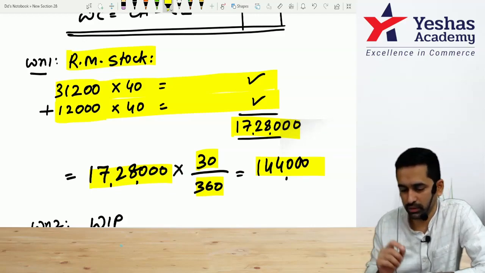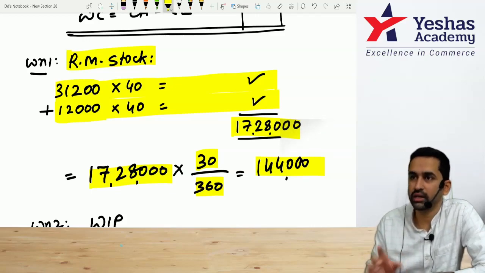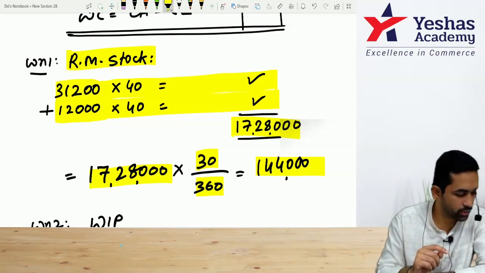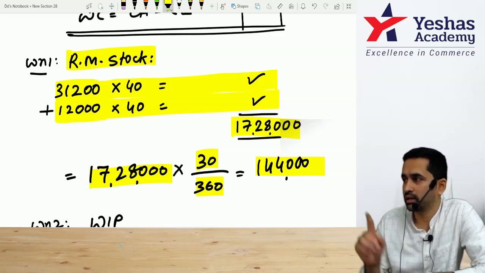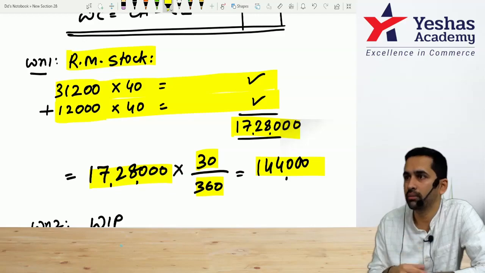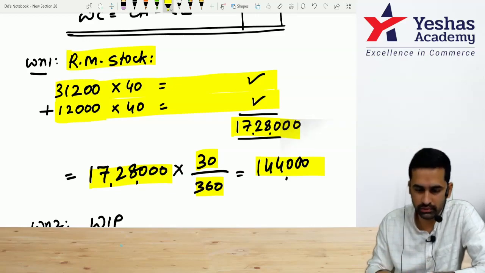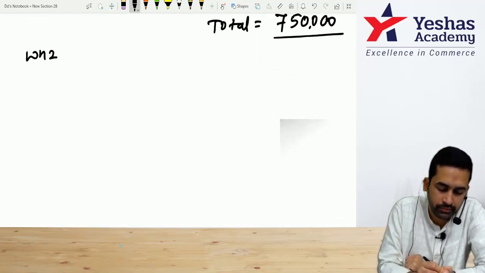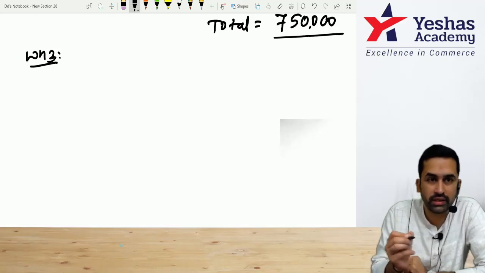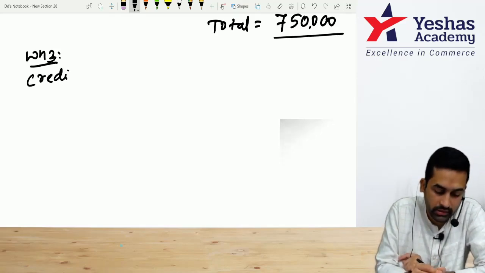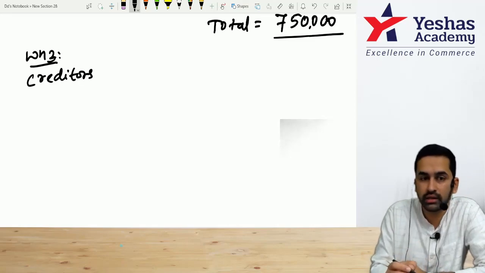Understanding? What's the number you have? That should be the total purchase. And what is the time that our creditors are giving to us? If you do that into 30 by 360, correct? That should give you the amount of creditors, right? Start. Working note 3. 60 days. Creditors, please start writing. Creditors.